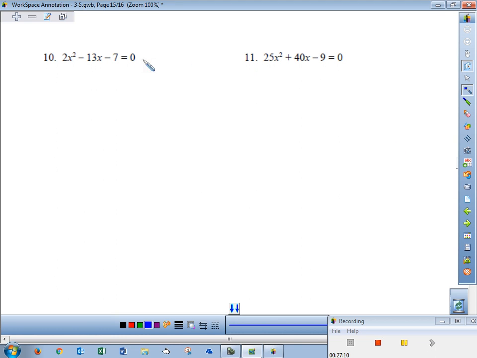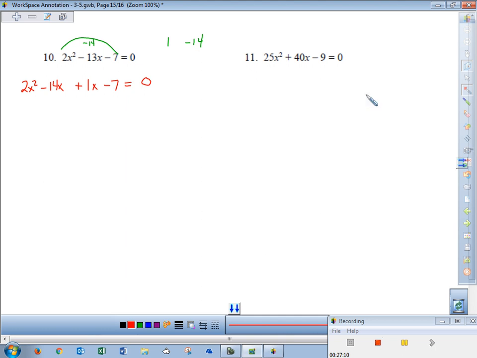Two more. So right here on 10, let us see if we can factor. That's always the first thing. It'd be a frowny face situation, so that's negative 14. Can you find two numbers that multiply together to be negative 14 and add together to be negative 13? Well, you bet. Right there. So 2x squared minus 14x plus 1x minus 7 equals 0.